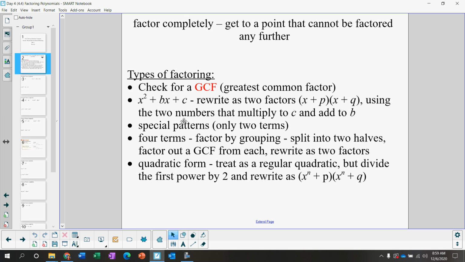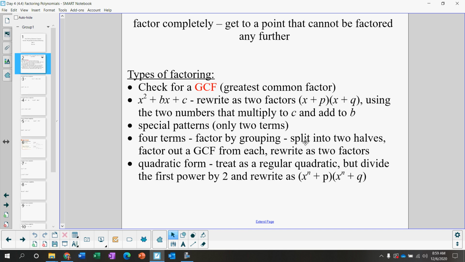Then we have a bunch of different types. If we have x squared plus bx plus c, so there's a 1 in front or no number in front of the x squared, and then I have a number in front of the x and a constant, we're going to end up rewriting that as two factors, using the two numbers that multiply to whatever c is and add to whatever b is.